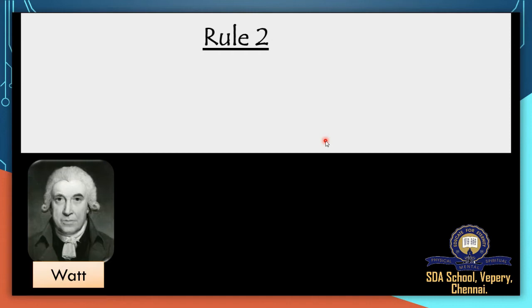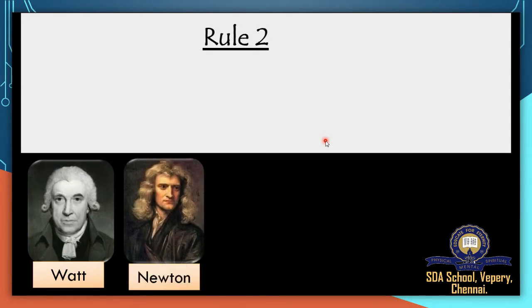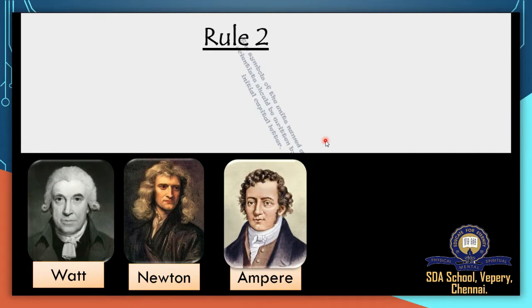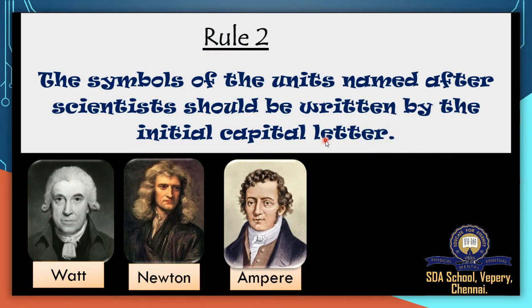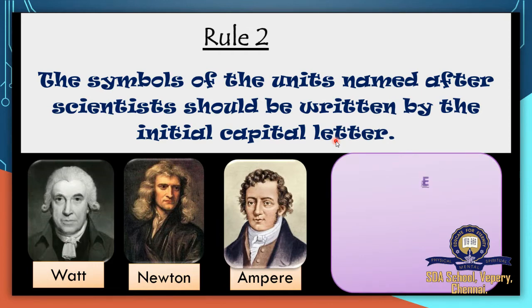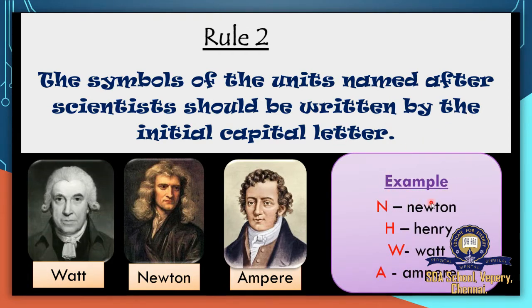The second rule also deals with the scientist names but with the symbols. There are several units named after scientists, and the second rule mainly deals with the symbols. The symbols of the units named after scientists should be written with an initial capital letter. For example, for Newton we write capital N. For Henry, capital H. For Watt, capital W. For Ampere, capital A.